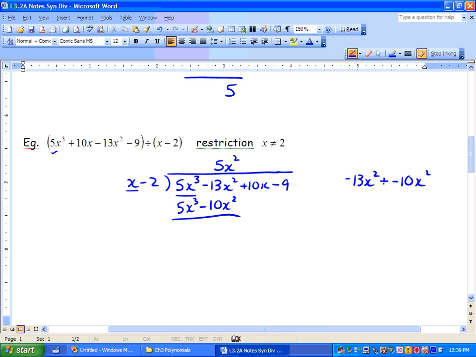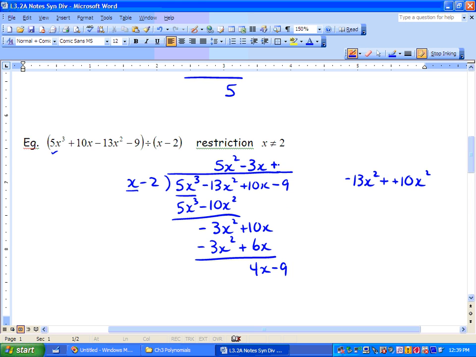You will see the double negative becomes a positive, and you're doing negative 13 plus 10, which gives you the negative 3. And then you're dropping your term down, plus 10x, and then again you're looking at your first terms. X times what gives you negative 3x squared? So you need the negative 3, and you need another x, and so then you multiply again. You'll get negative 3x squared, you're going to get positive 6x, and then this one's your subtraction. 10 minus 6 is 4, and then you drop down your 9, and we repeat the process one more time.